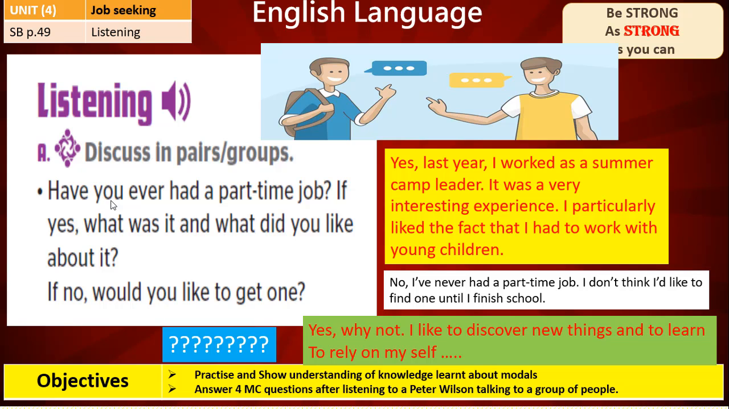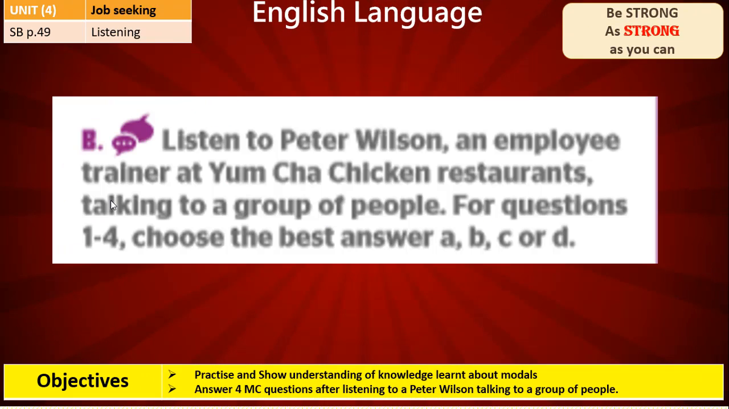And for now, as we finished with the first part, let's go to the second. Task B. Someone to read the instruction. Listen to Peter Wilson, an employee trainer at Yum Cha Chicken Restaurants, talking to a group of people. For questions 1 to 4, choose the best answer, A, B, C, or D.